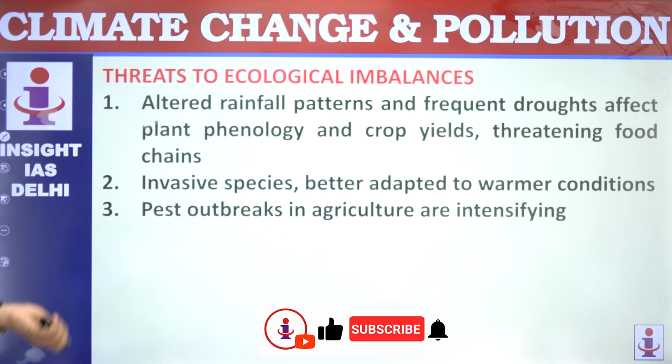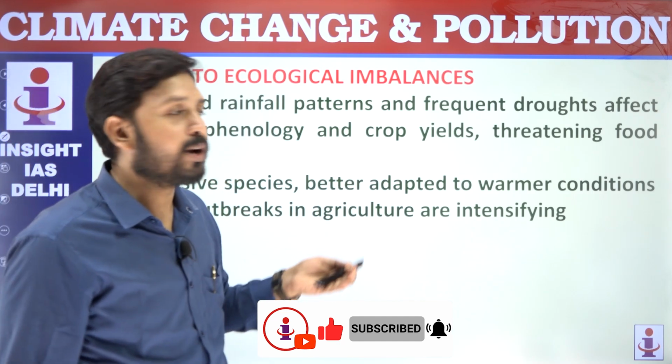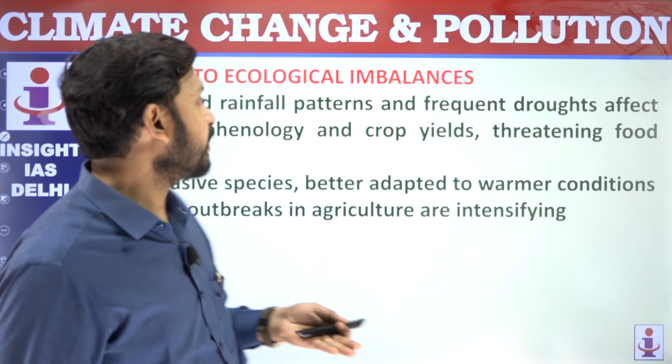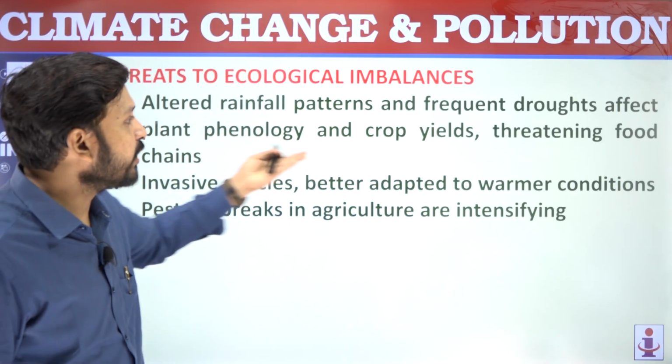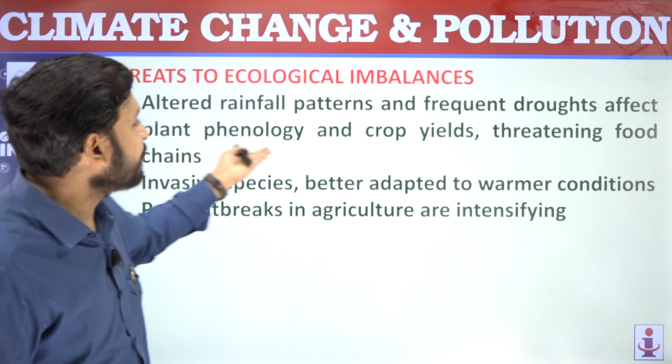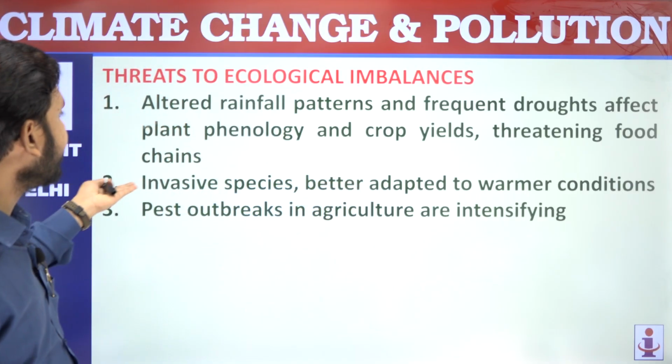Is it clear? So what are the threats to ecological imbalance? Okay, so altered rainfall and also frequent droughts are impacting the plant flowering periods or fruiting periods, everything is impacting. And erratic rainfall and droughts will also reduce the crop yield also. Okay, so once crop yield is reduced, then it will impact the food security or food chain, everything. So altered rainfall patterns and frequent droughts affect plant phenology and crop yields, threatening food chains, all these things.